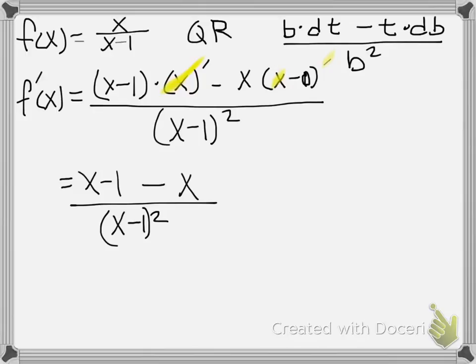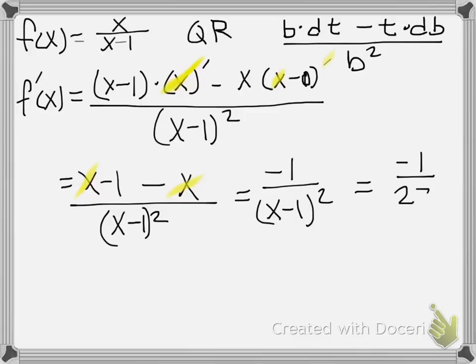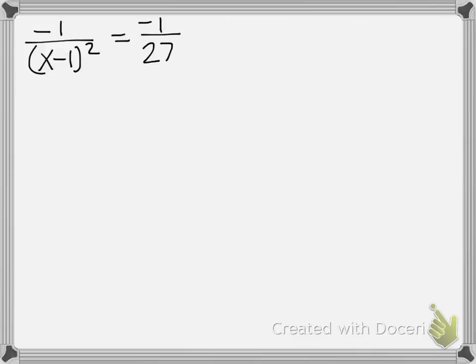And as you can probably tell, our x's there are going to cancel. So we have negative 1 over x minus 1 squared as our derivative. And so we need to set that equal to the answer that we got in step 1, which was negative 1 over 27. Okay, so this is our answer from step 2. Our derivative set equal to the answer we got in step 1.